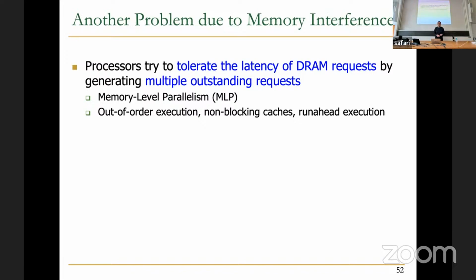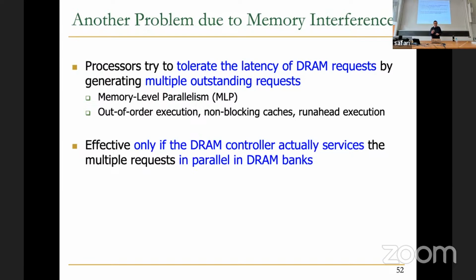I'm going to show this in more detail. Now, these are effective only if the DRAM controller actually services the multiple requests in parallel in DRAM banks. First of all, there are multiple conditions that need to happen. These different requests need to go to different banks, right? If they go to the same bank, then you cannot parallelize those requests. That's what we tried to solve with the subarray-level parallelism paper, if you remember. If they go to the same bank but to different subarrays, you parallelize them, ideally. So you can see now the connections between different works. Right? And we would like to do that.